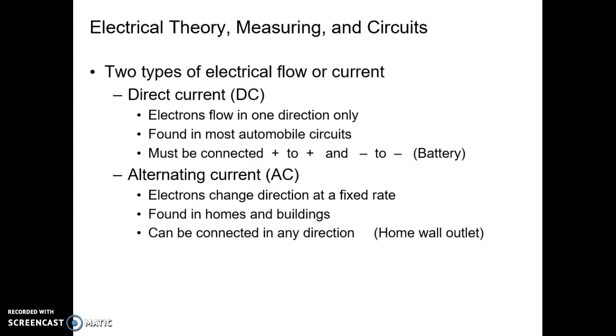There are two types of electrical flow or electrical current. There's DC, which is direct current, and this is where the electrons flow in one direction only. This is typically what we find in automotives. It must be connected positive to positive and negative to negative, like a battery. This would be a typical direct current. With alternating current, the electrons change direction at a fixed rate, or frequency. It's found in homes and buildings, and typically can be connected in any direction. If you plug a lamp in at home into the wall outlet, you can plug it in either way. There's typically no directional requirement when we use AC current.